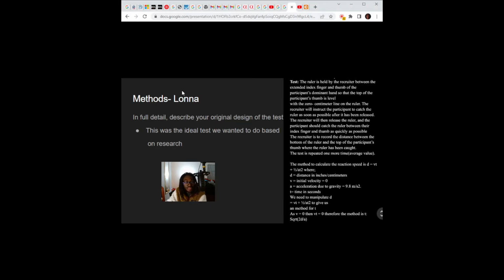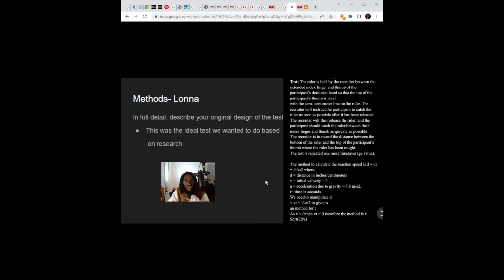So next I have Lana talking about the methods. Once again, I feel like everybody should pause this and read what the original test that Lana had was. This was the method, originally how we were going to do the ruler drop test. So definitely feel free to read that. Lana, as far as your part of the presentation goes, I do want you to not read this verbatim, but I want you to have a very good understanding of how our test was to be administered, at least based off of the research that you did.